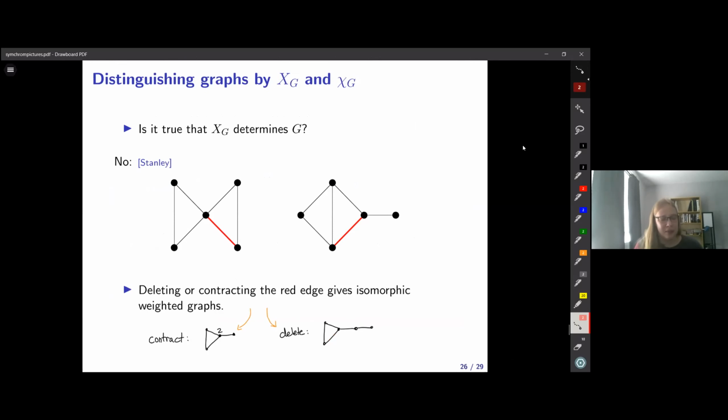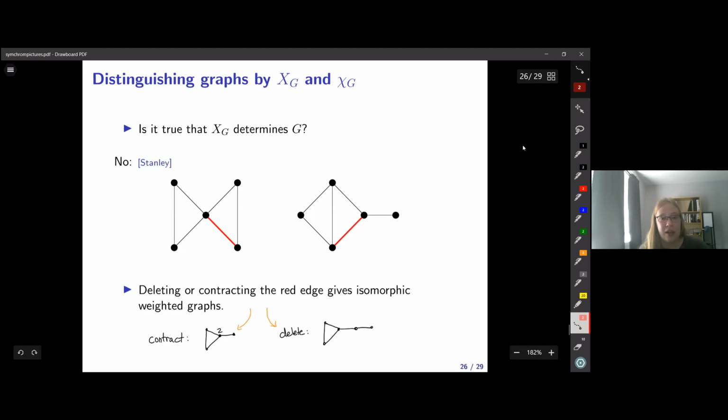The other thing people care about is, well, we're counting things better now. We know that chi-g, the chromatic polynomial, is not very good at distinguishing graphs, but maybe xg does. And so this is not true, and that first example is due to Stanley. If you look at these two graphs, you can convince yourself that they are not, in fact, isomorphic.